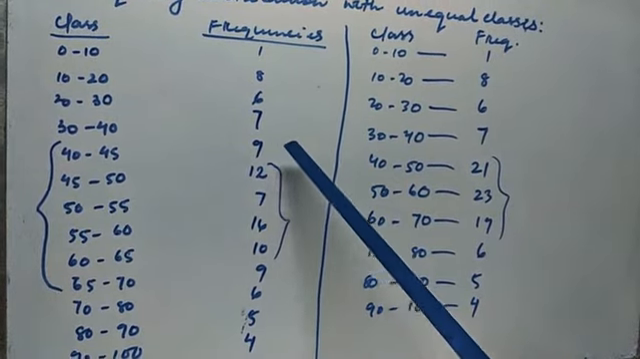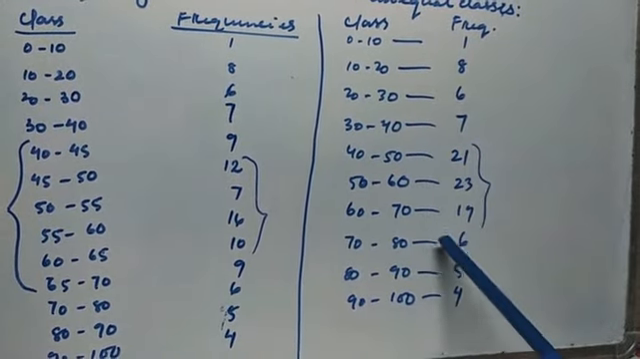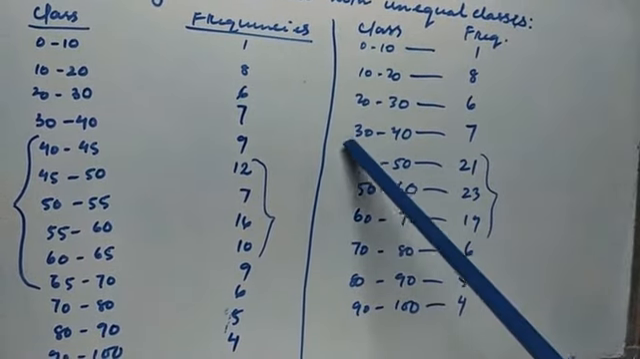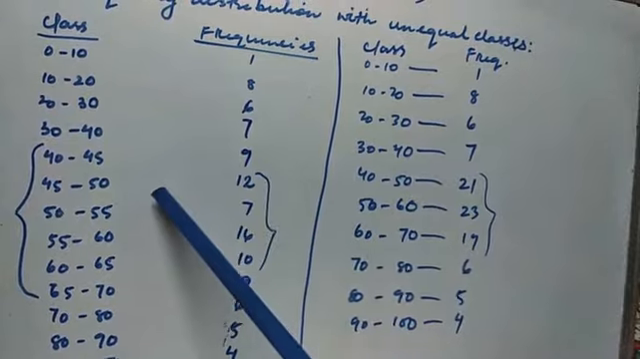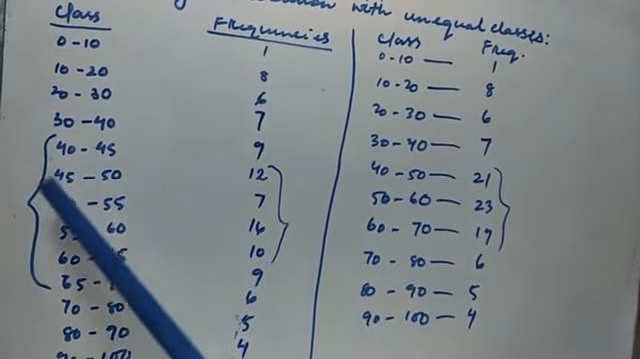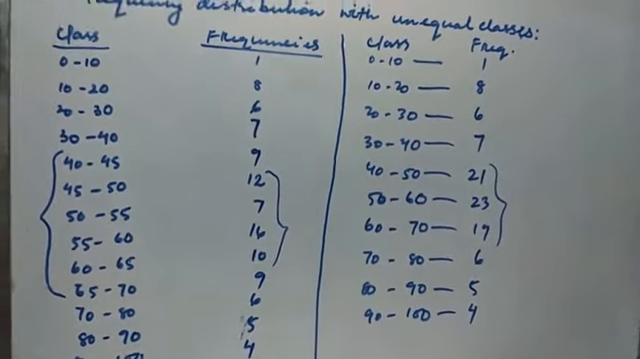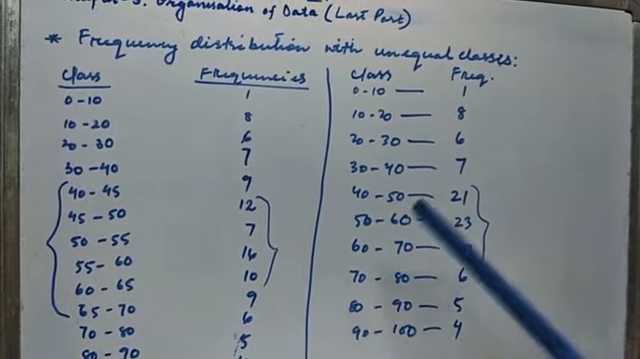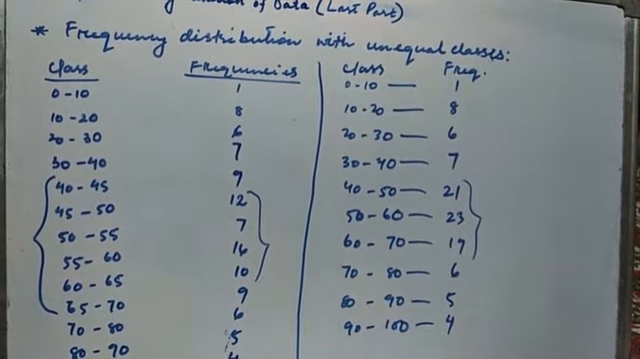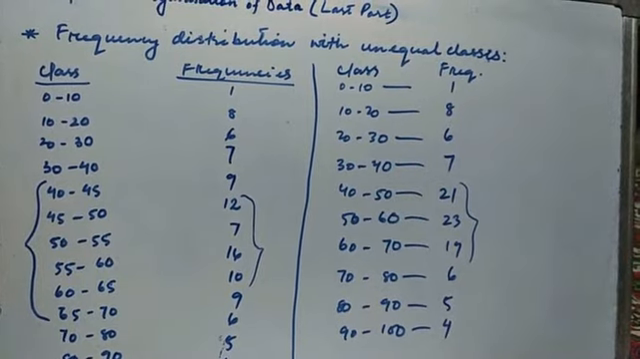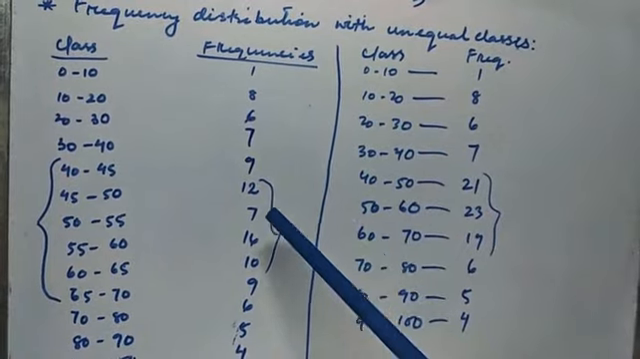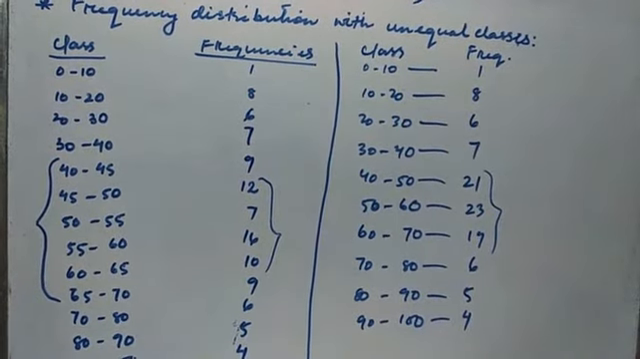Earlier it was crowded or concentrated in only a few classes, but after the use of unequal classes, it has spread out to different classes. So what we are doing is trying to reduce the loss of information while getting the frequency distribution. So this unequal class frequency distribution reduces the loss of information.